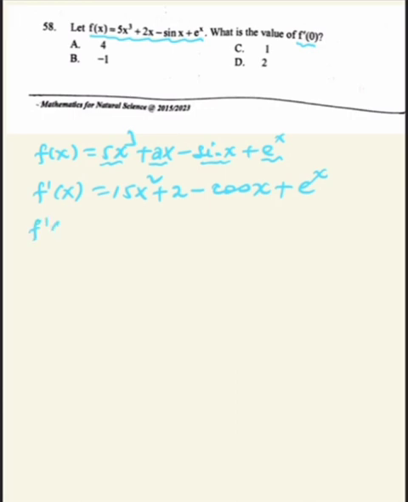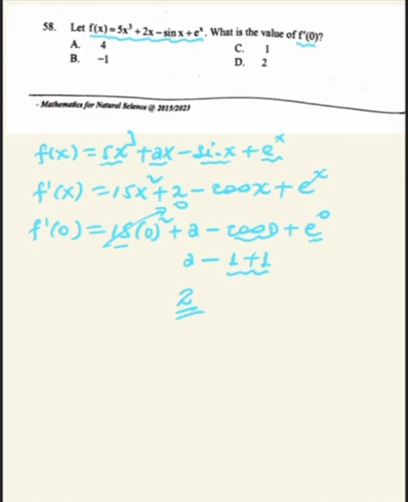So the first derivative at 0 ምን ይሆናል ማለት ነው: 15 times 0 square plus 2 minus cos 0 plus e the power of 0. Okay, ይሄ 0 ነው የሚሆነው ምክንያቱም 15ን በ0 ስኩዌር ስናበዛ 0 ነው የሚሆነው. Here we have 2 minus cos 0, 1 ነው, e the power of 0, 1 ነው. So ይሄ ምንድነው የሚሆነው: minus 1 plus 1 ስለሚጠፋፋ 2 ይሆናል ማለት ነው. Therefore the derivative of this function at 0 will be 2.